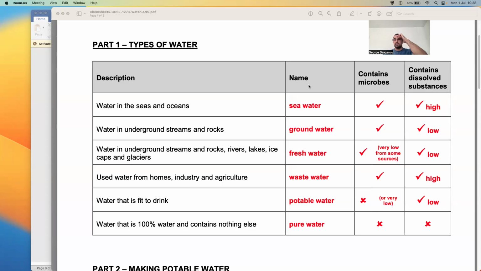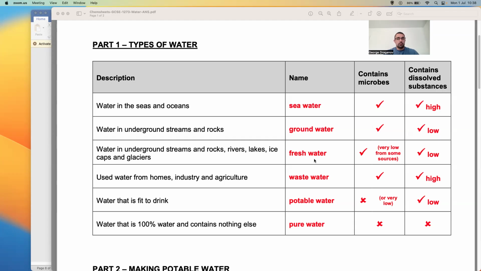We have seawater, okay, which obviously comes from the seas and oceans. Now that will have a lot of salt in it, so a lot of dissolved substances, a lot of microbes. Then we go to groundwater. Now groundwater comes from underground streams and rocks. So that's going to contain microbes with some dissolved substances.